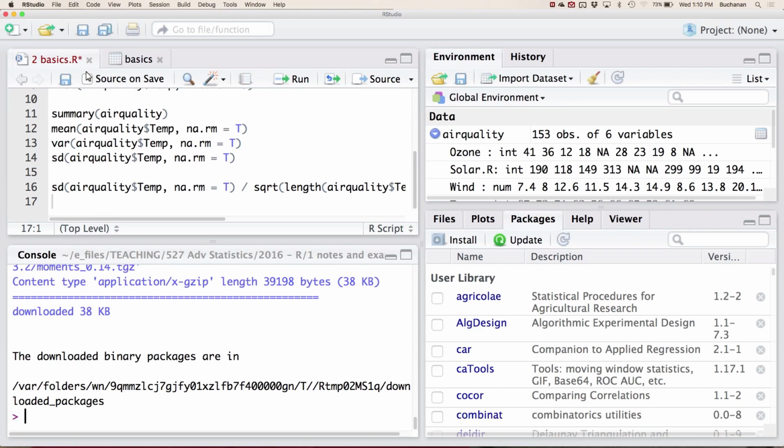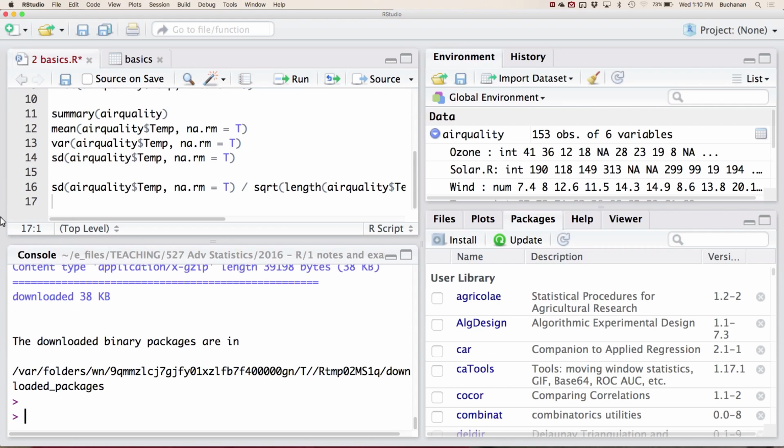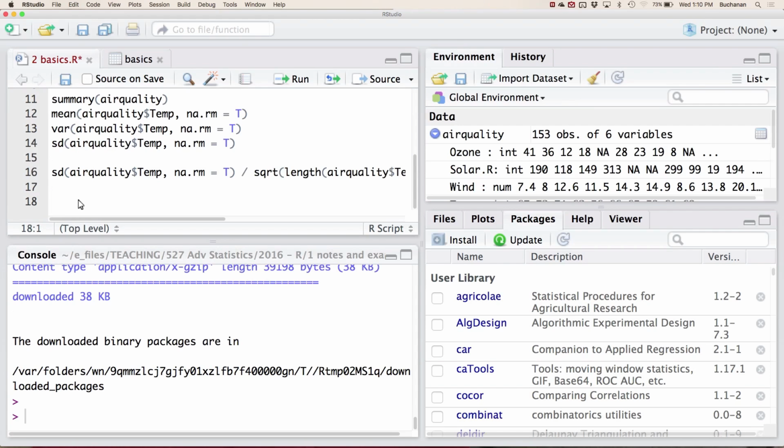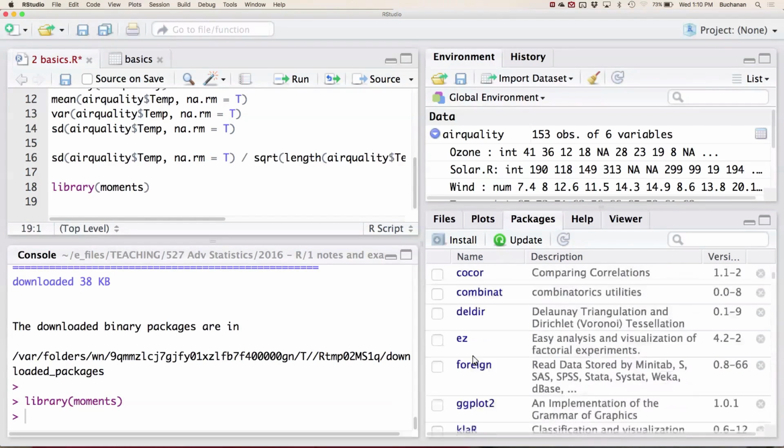I'm going to load the moments library because if I try to use it, nothing will happen. I'm going to type up here: library, then moments. Or you can click on it over here.